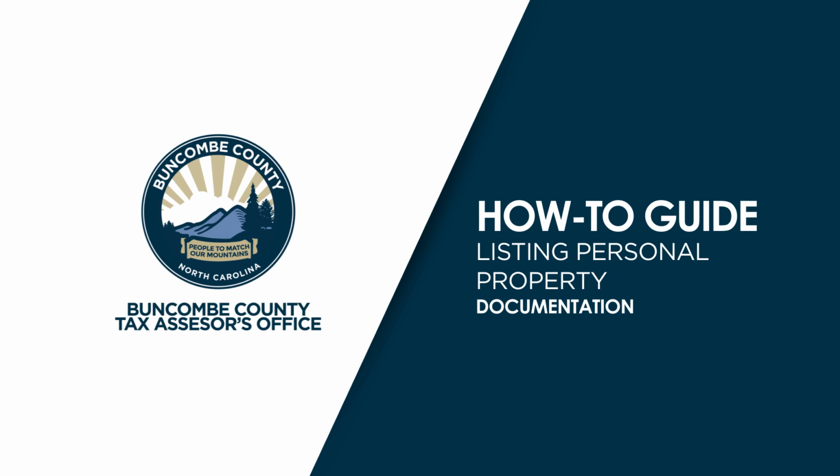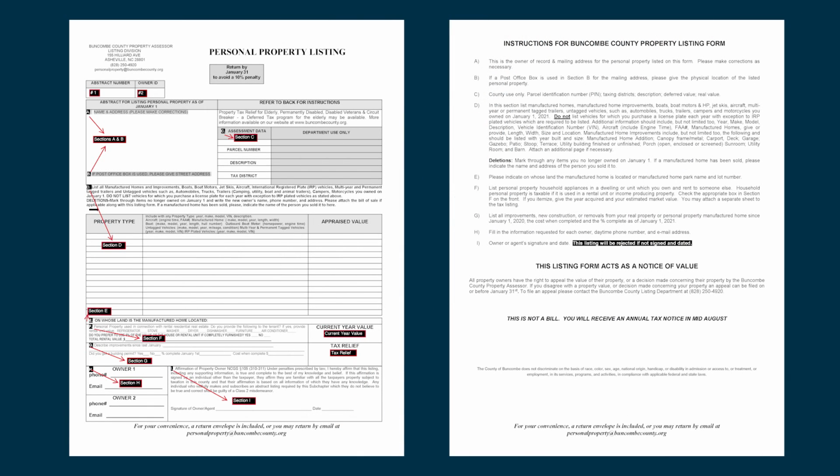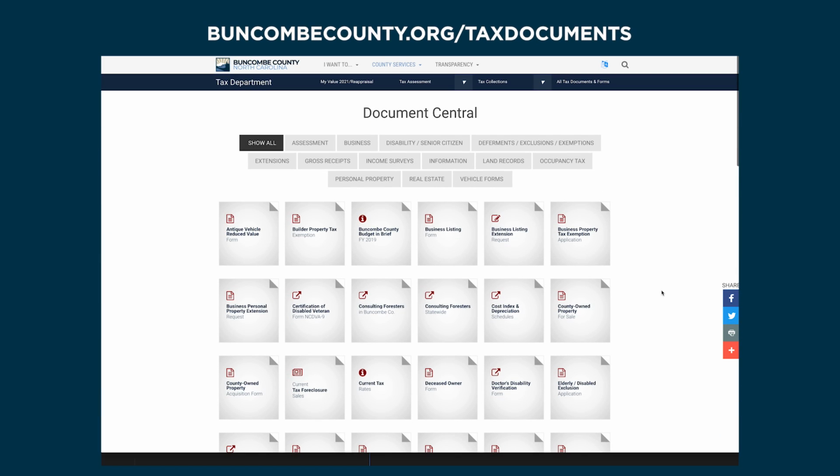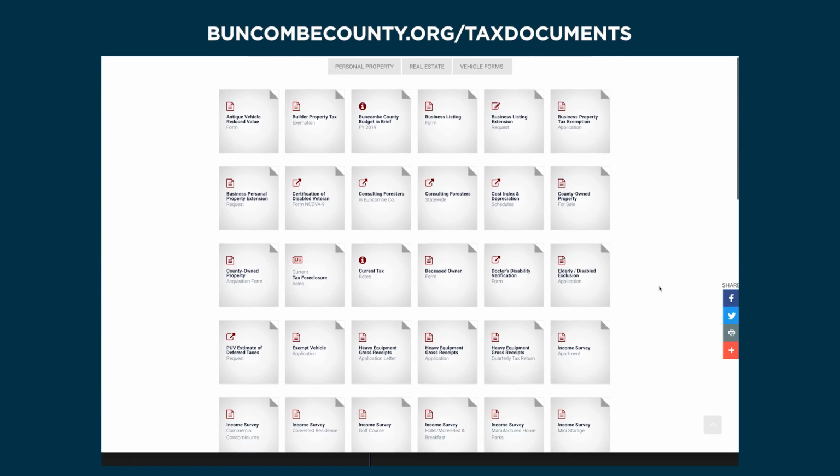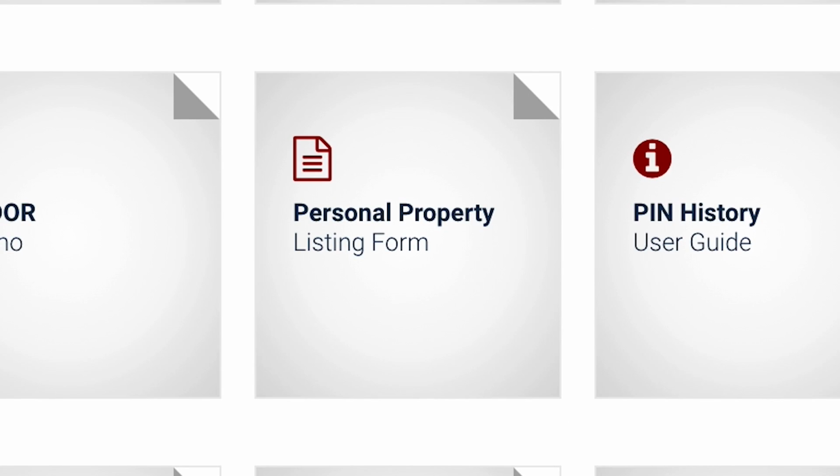In this video, you will learn how to complete the personal property listing form. The form will be divided into 12 sections for your convenience. This form can also be completed online. Just visit buncombecounty.org/tax-documents and look up the personal property listing form.